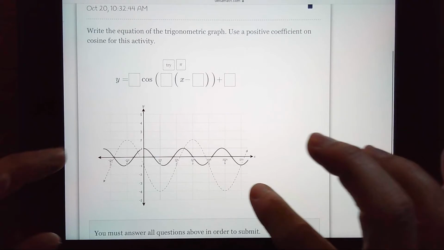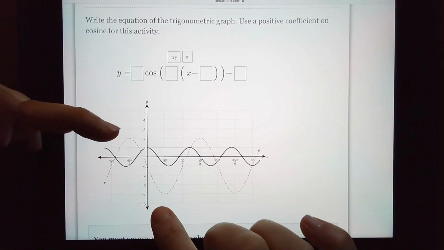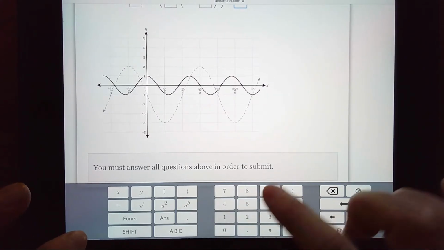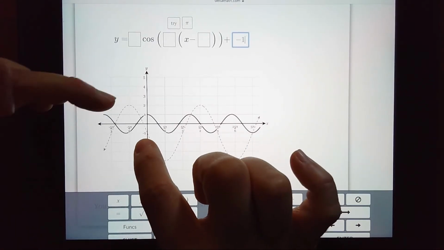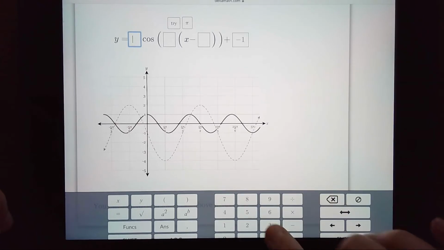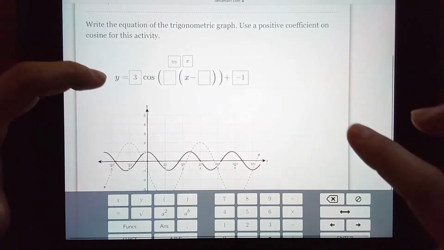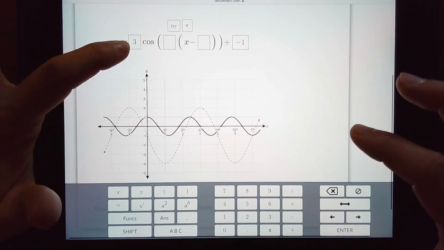Okay, look at the dashed function. Find the midline from -4 to 2. Looks like -1 would be in the middle. From -1 up to 2 would be 3 units. And they don't ever want us to make this a negative. See how it says use a positive coefficient? On cosine, never make this a negative.